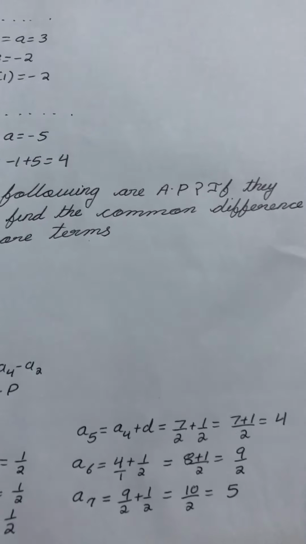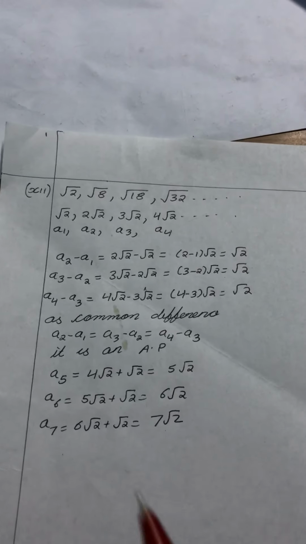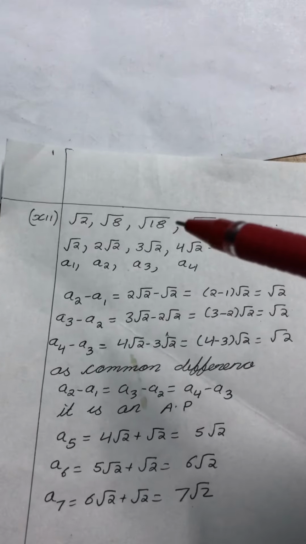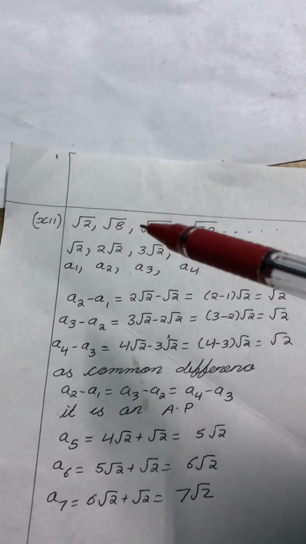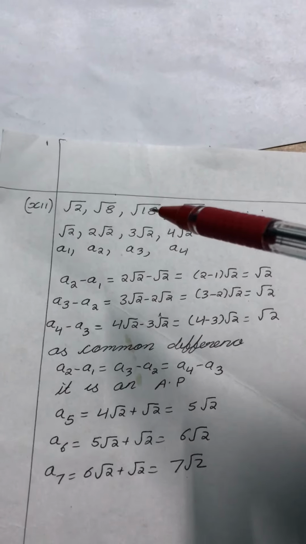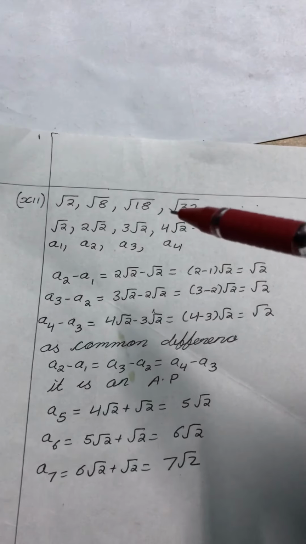So now the next question, the third part. Your terms are root 2, root 8, root 18, root 32. First we will simplify the square roots. We know 8 is 4 times 2, so root 4 equals 2. So root 8 has changed to 2 root 2. Root 18, we know 9 times 2, so root 9 means 3. So 3 root 2, and 4 root 2.